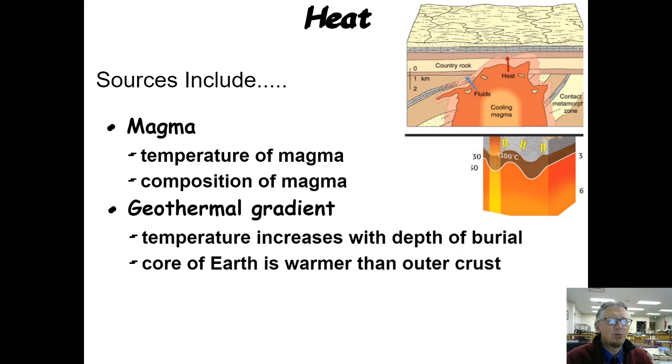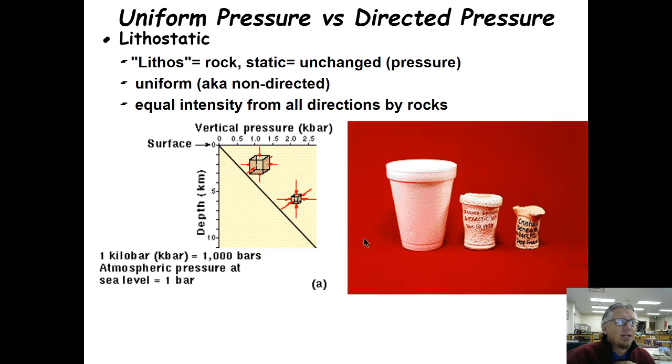The other is going to be a geothermal gradient. If we take a look at underneath a mountain, deep down underneath it, as you go, that heat and pressure is going to build and build and build and build. So one is near magma, and the other one is deep underneath the earth.